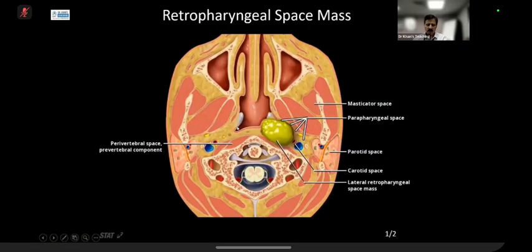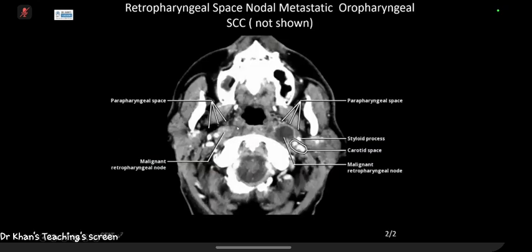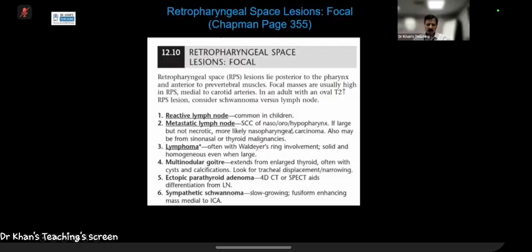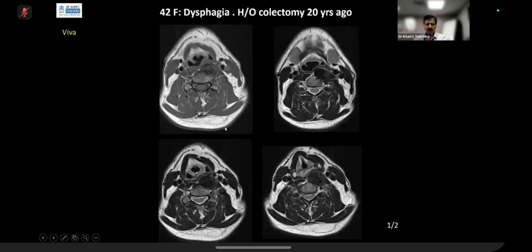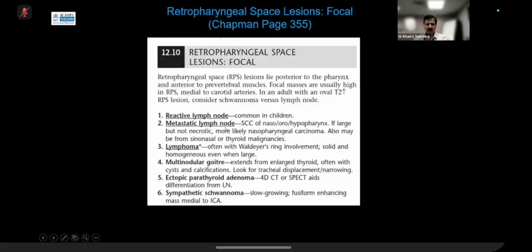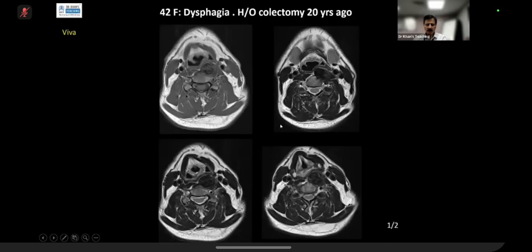So you can see my PowerPoint? Yes. Right. So, of course, in the retropharyngeal space, there can be lymph nodes, etc. These are from your Chapman. There is a differential diagnosis of retropharyngeal focal masses. Most common is lymph node, of course. And then there will be, of course, diffuse abnormality, which was that effusion type of example. Okay, candidate 2.